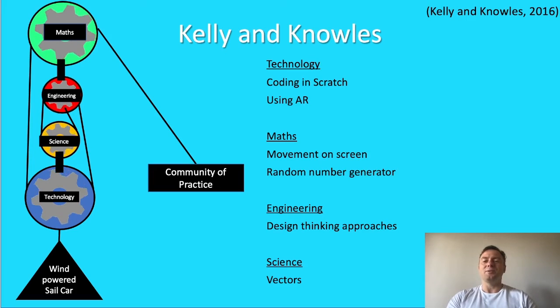Using the Kelly and Knowles framework, the primary lifting cog would be technology. Students are learning how to code in Scratch while using the AR library. They are learning their fundamental skills in Scratch and expanding on their thinking. Kelly and Knowles would also be proud of this STEM project due to the maths being an important cog. This is because students learn how Cartesian planes work, random number generators, and also a bit of Boolean logic. A lesser cog would be the engineering that is applied. However, students will still apply the design thinking, and there's a little bit of science as well with some vectors.